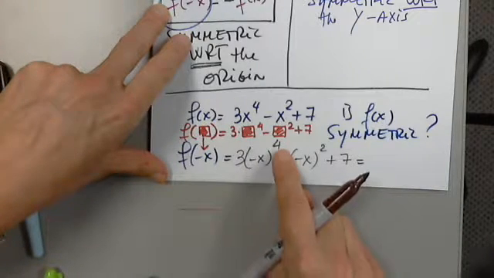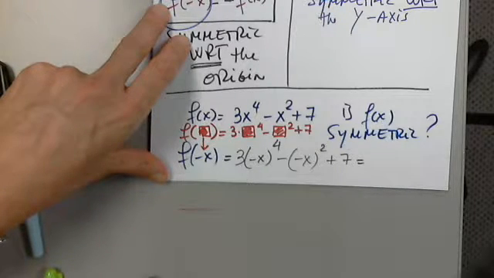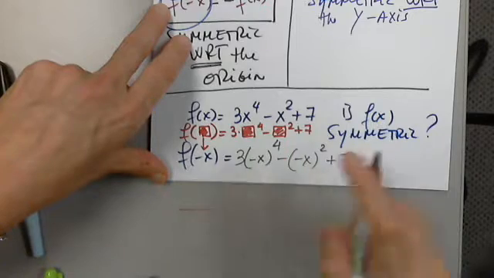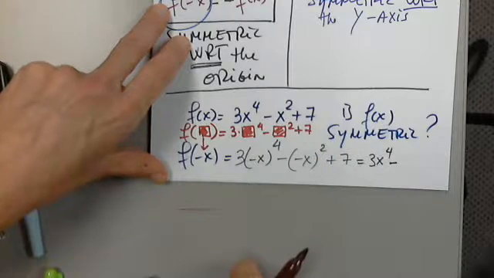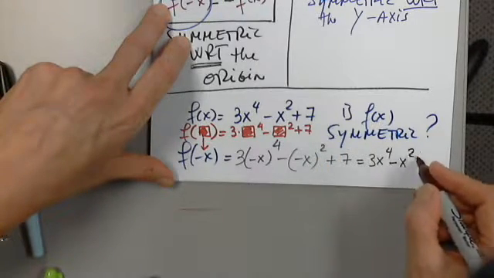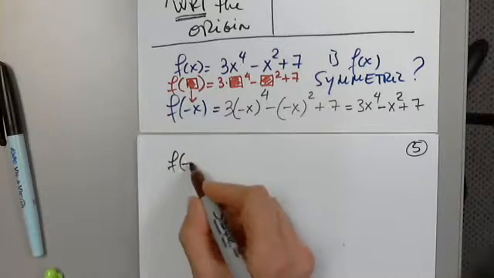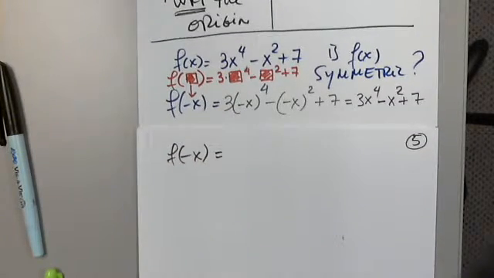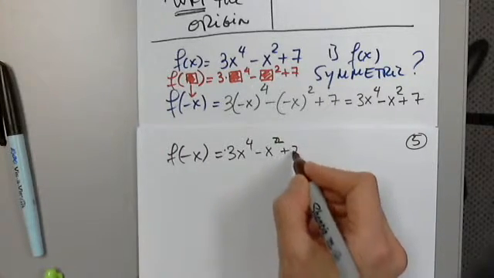Now, how much is negative x to the fourth? Negative x times negative x times negative x times negative x. It's positive x to the fourth. Do we agree? Because there are four negative numbers, correct? Very good. So this is x to the fourth times 3. Then I copy minus. Negative x squared. Very good. Plus 7. I'm just going to copy. You don't have to copy it again, but I just ran out of room. So this is f of negative x is 3x to the fourth minus x squared plus 7.